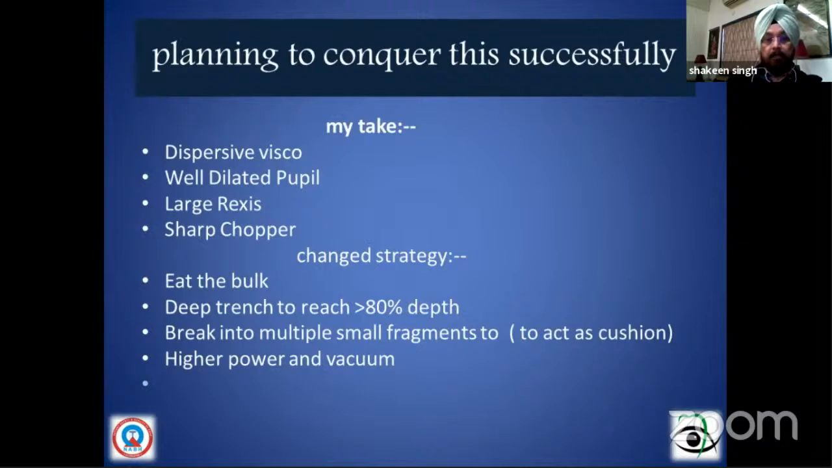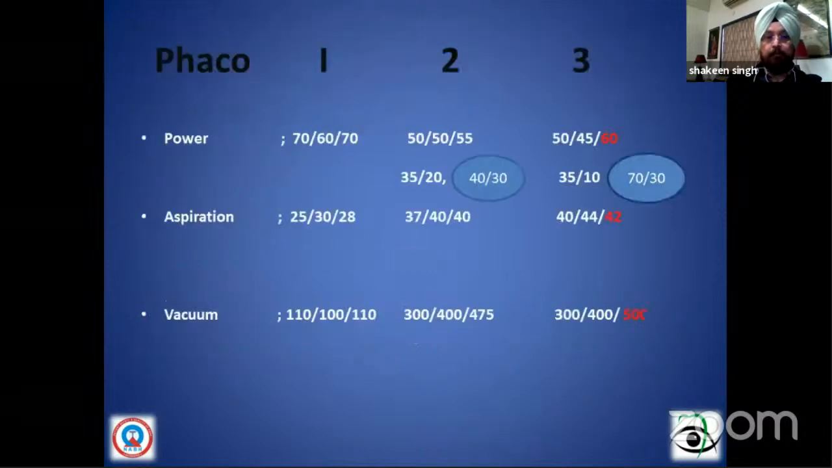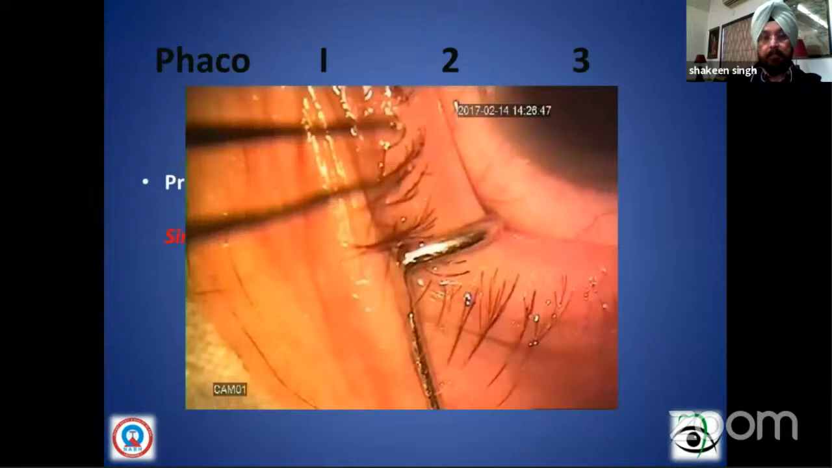Break into multiple small fragments so that they can act as a cushion over the tip to avoid endothelial damage, and use high power and high vacuum. These are slightly changed settings in my phaco, with an increased on time compared to my normal setting. I increased the on time to 70%. This is the first case I'm going to share.